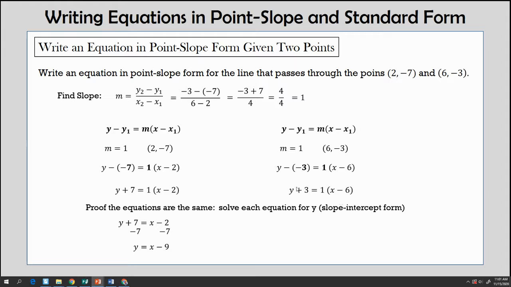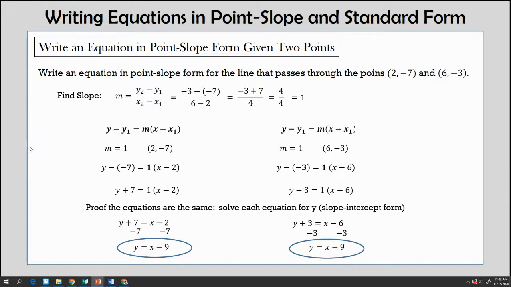All right, let's take this equation. Distribute the 1 through. Y plus 3 equals x minus 6. Subtract 3 from both sides, y equals x minus 9. Exact same thing, guys. It's the same equation. They're just written using two different points, but it's the same line. So this is kind of your evidence that no matter what point you use, they may look different here, but they're the same in the end.